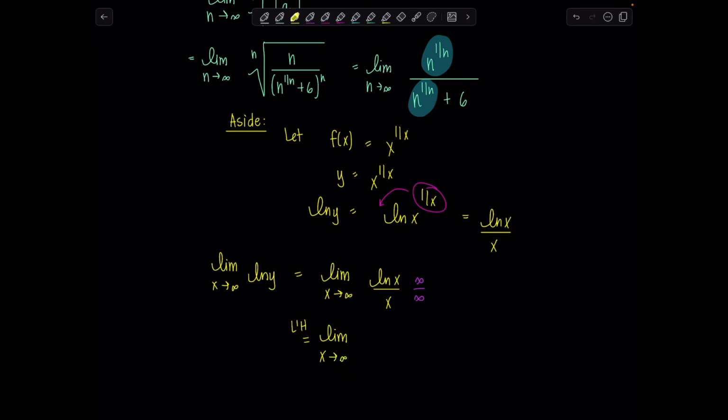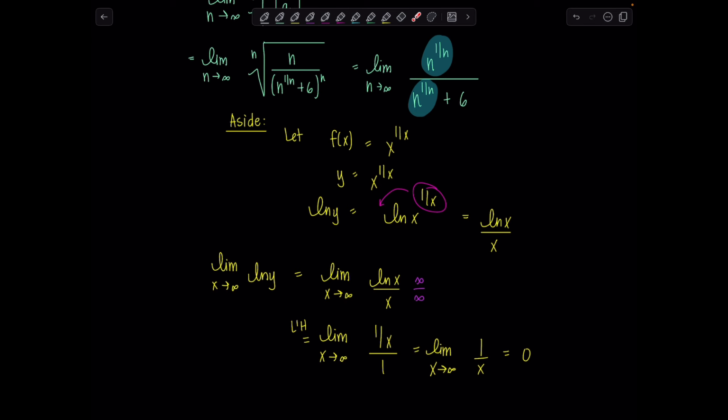So we've got the limit as x approaches infinity. Derivative of ln of x, 1 over x. And then derivative of x is just 1. So this is the limit as x approaches infinity of just 1 over x, which is going to give us 0.